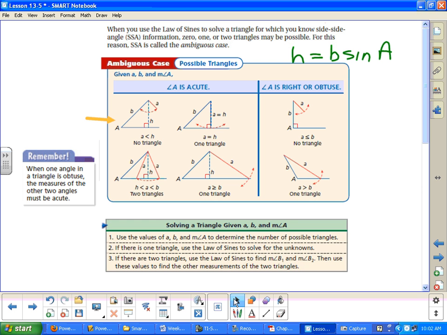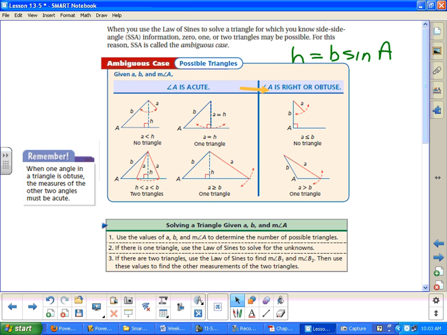If A equals H, right here, then there would only be one triangle, and it would be a right triangle. If A is greater than H but less than B, then there's two different triangles. And if A is greater than B, then there's one triangle. So here's the reason why you can't use side-side-angle as a way to prove congruency: there's different possibilities it could be. So there's no way that you could use it for the proof.